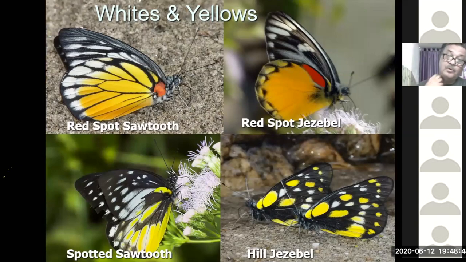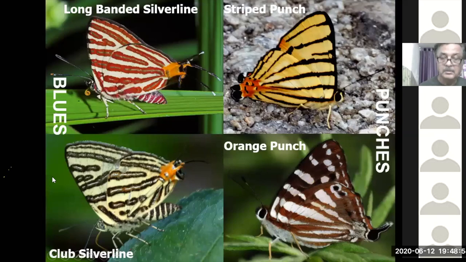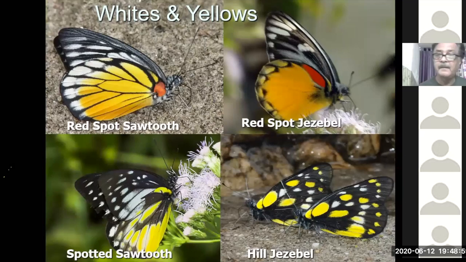And then we have some butterflies, the sawtooths, which are not actually distasteful, but they mimic Jezebels, they look like Jezebels. Birds mistake them for Jezebels, and they also are left untouched. So in butterflies, a lot of mimicry happens. Some butterflies are not able to adapt to digest poisons, but they evolved to look like each other, and they get protected because they look like distasteful butterflies. That's how the sawtooths look. They belong to the same group of whites and yellows, but they are different butterfly species.